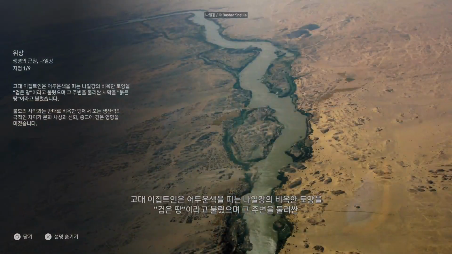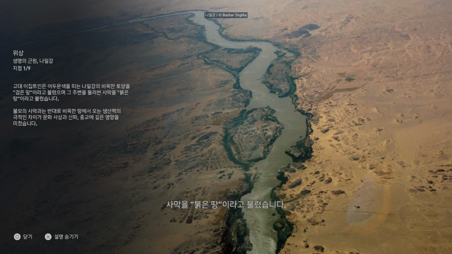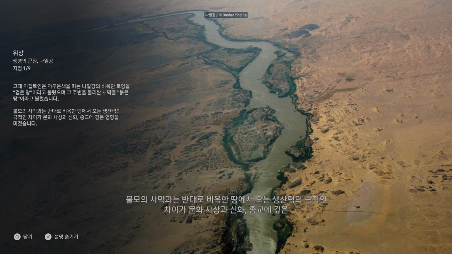The ancient Egyptians called the dark fertile soil of the Nile the Black Lands, and the surrounding desert was referred to as the Red Lands. The dramatic difference of productive land opposed to barren desert had a deep influence on cultural ideology, mythology, and religion.